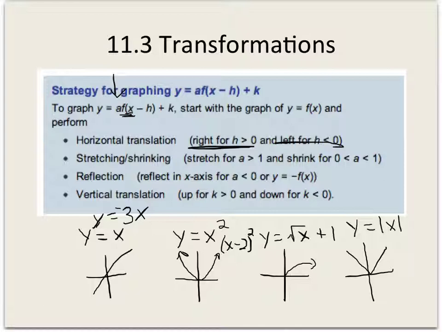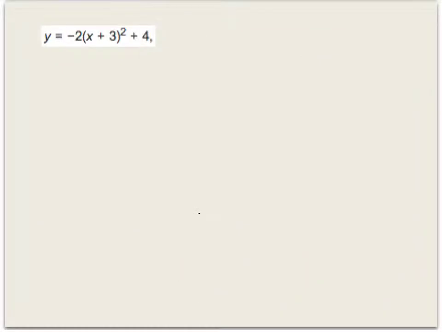Let's try a few. So the first thing we need to recognize is what is the basic function, and sometimes that's a little bit hard to see when we have all of this stuff here. The basic function here is y equals x squared. We know that because we have an x and we have a squared. So that basic function, if I wasn't going to do anything, would be the parabola at the origin that goes like that. So let's talk about what all of this stuff is.